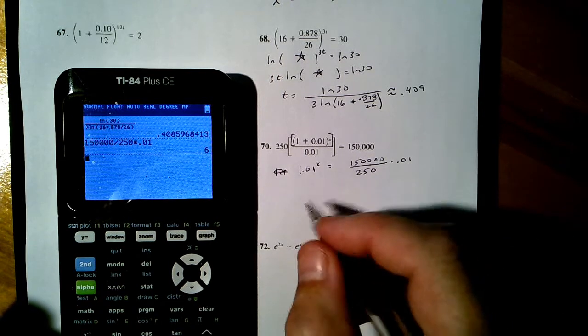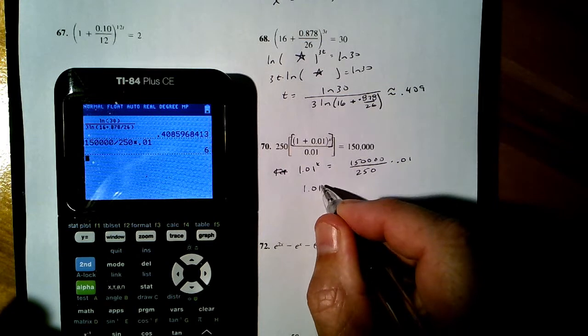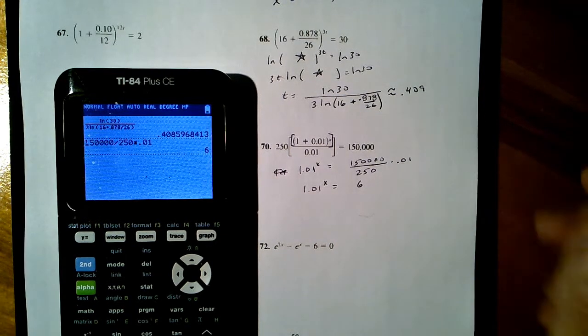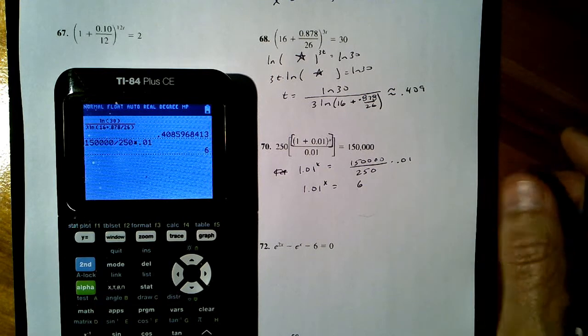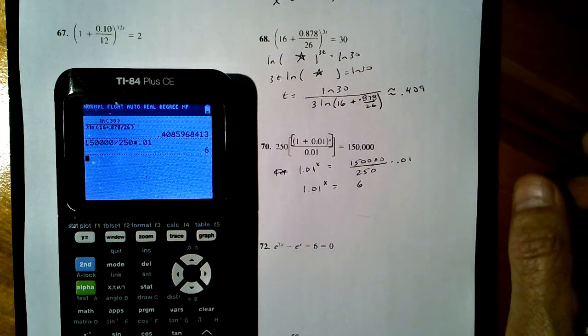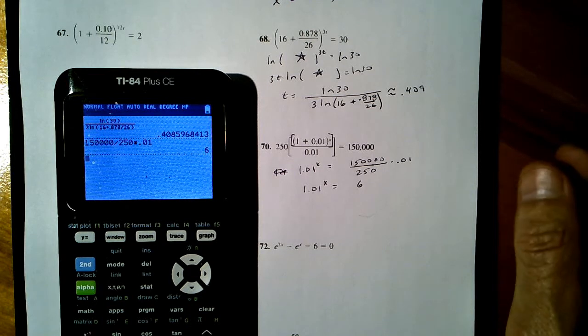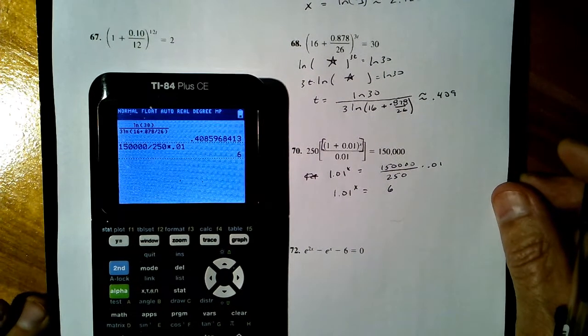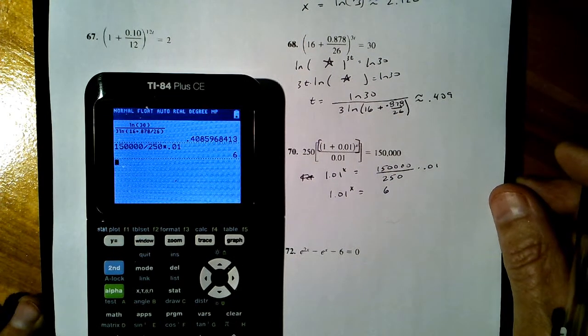So we've got 1.01 to the x equals 6. You could use ln here. You can use log base 1.01. I'm going to use ln here just because I feel guilty for the people who don't have the log base. But if you have log base, go ahead and just use log base 1.01.